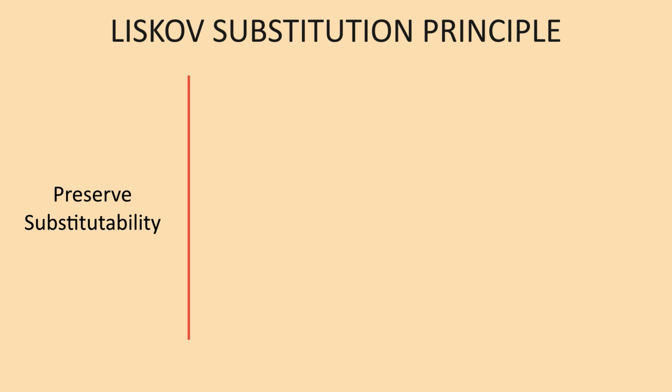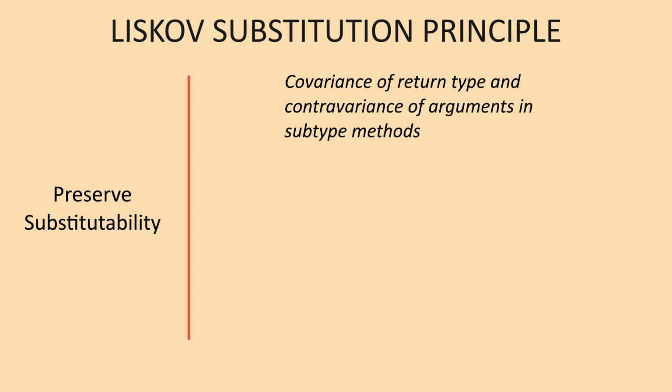The second rule is covariance of return type and contravariance of arguments in subtype methods. Let's first understand what covariance and contravariance mean. Covariance and contravariance come into picture when we are dealing with complex type with one or more independent type components in them. Generics is one such type, so we use custom generic type called ISpecialist of T for our example.